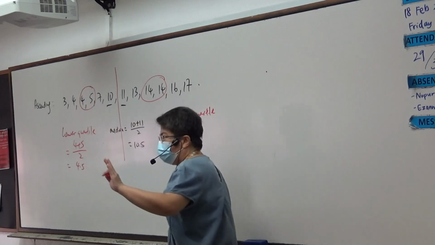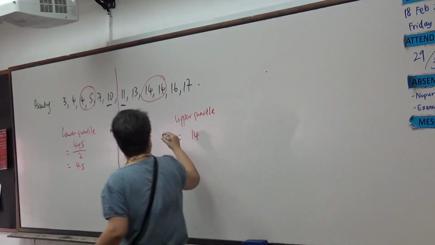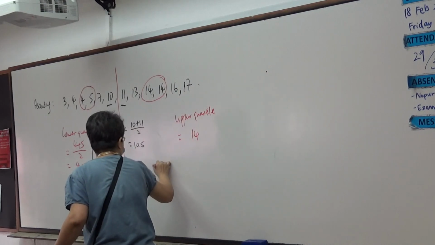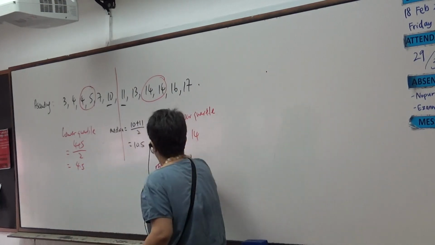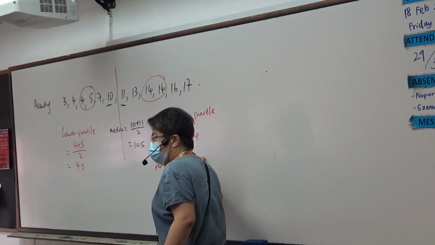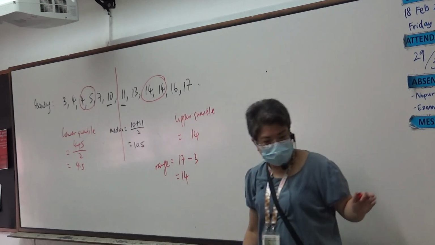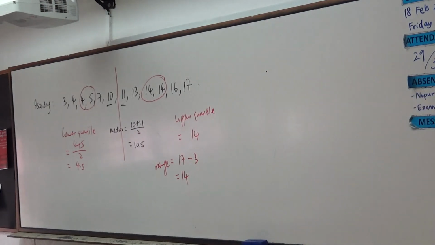It's just 14, right? Because 14 plus 14 divided by 2 is still 14. Okay? What about the range that I will get? It is 17 minus 3. I will get a 14. Can you see? Okay, now can you look below there? They have a scale.